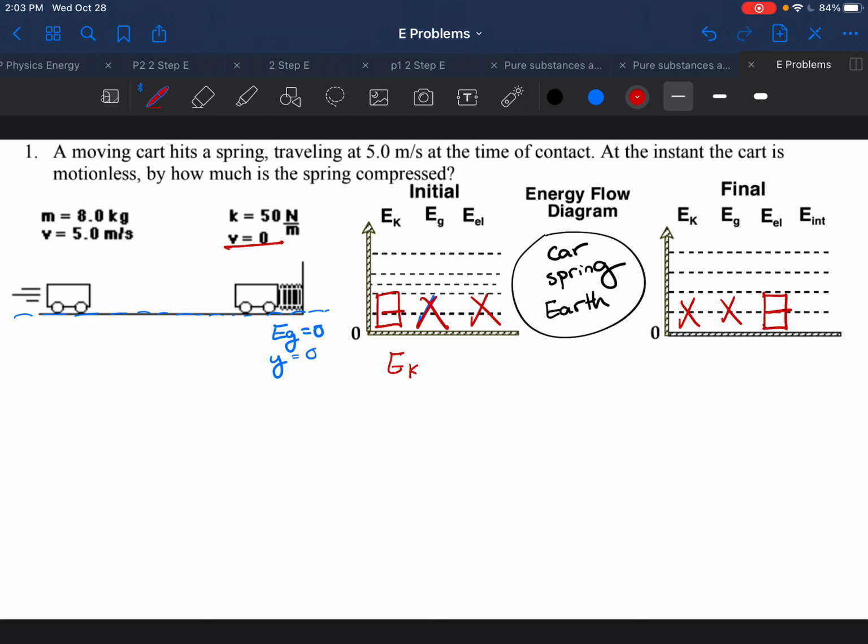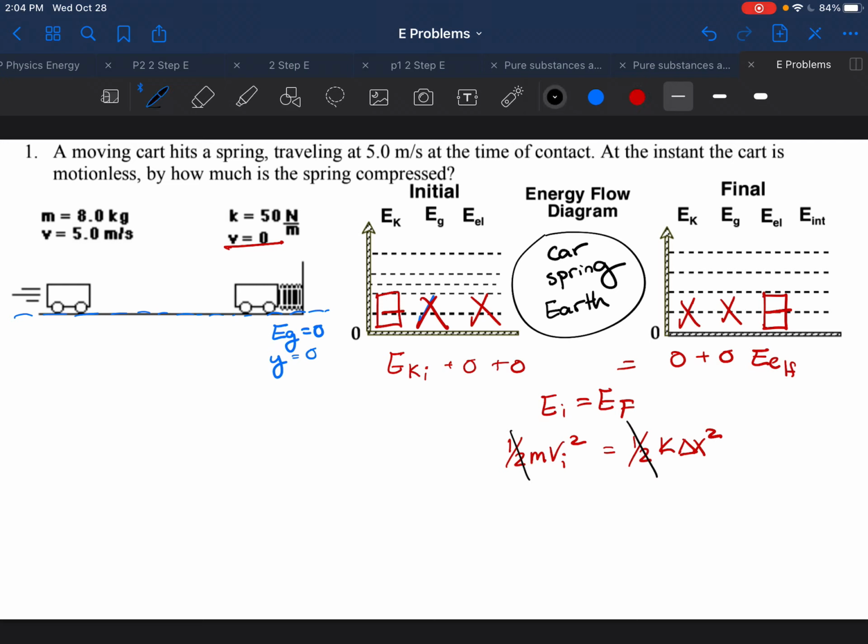So I have my initial kinetic energy must equal my final elastic energy. And that just comes again from our conservation of energy, which is initial energy must be equal to final. So initial kinetic energy, 1/2 mv initial squared, equals the elastic energy in the spring, so that's 1/2 k delta x squared. We've got 1/2 on both sides, so I'm going to get rid of that.